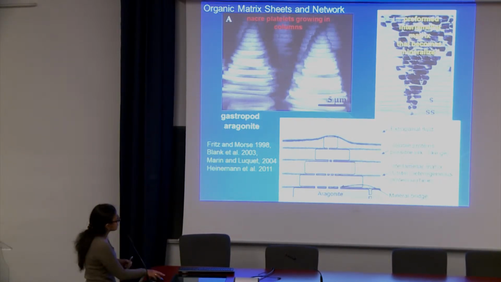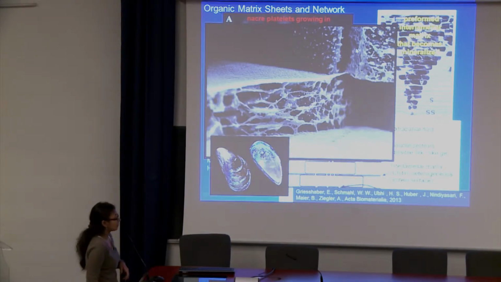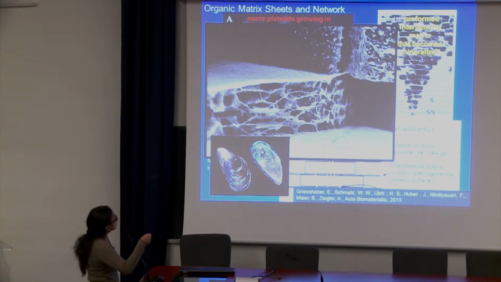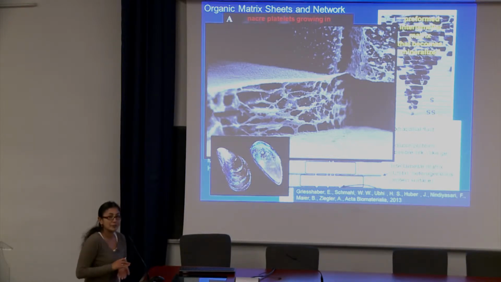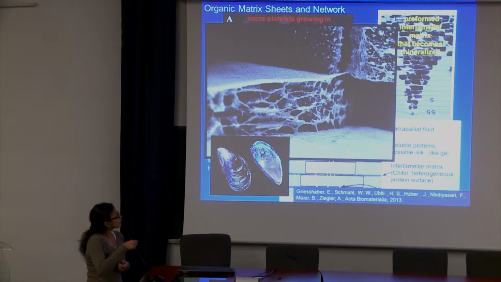Here I will give you a real example from an animal: Mytilus edulis. You have these aragonite platelets, and you can see organic matrices surrounding them. When you decalcify the aragonite platelets a little bit, you can see the organic matrices on the aragonite.